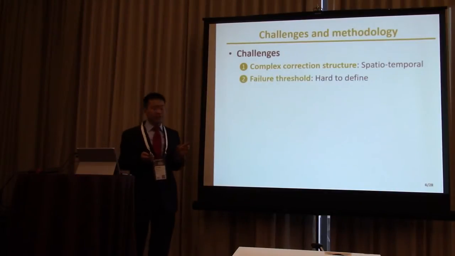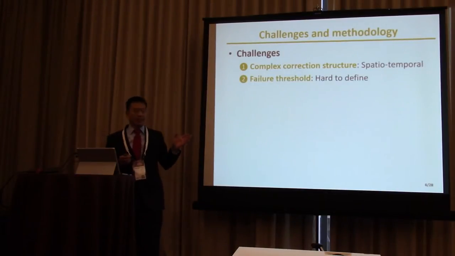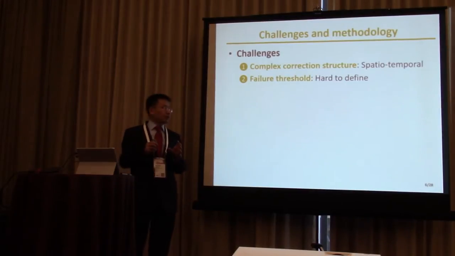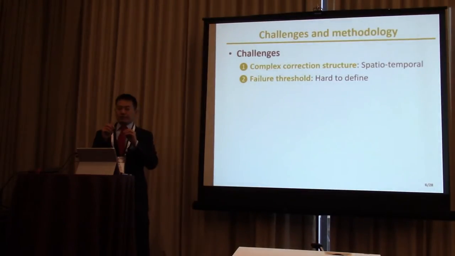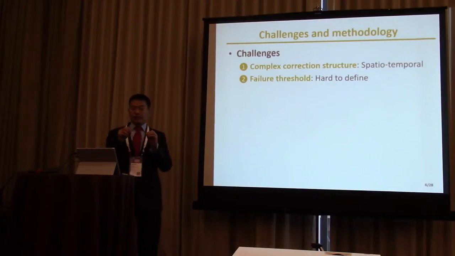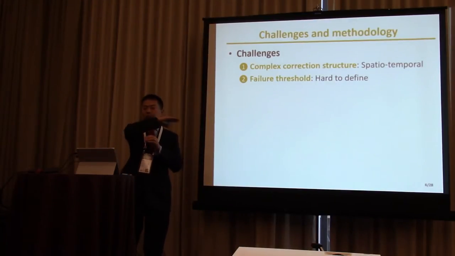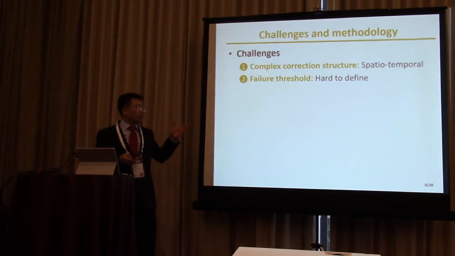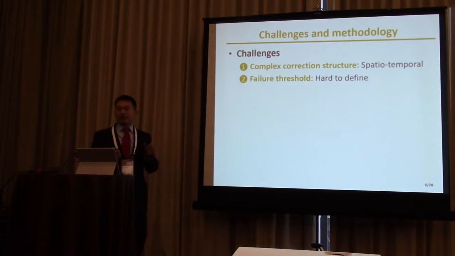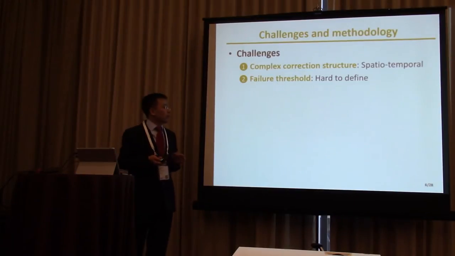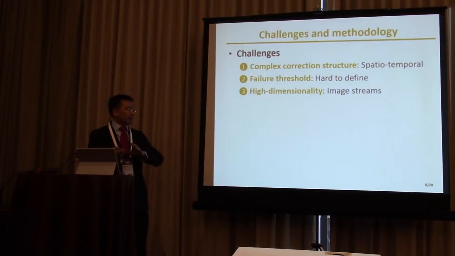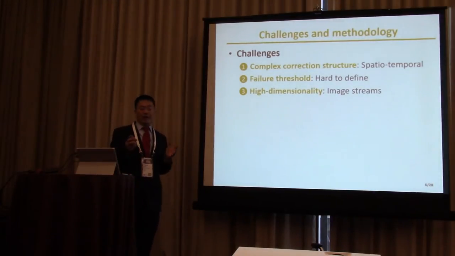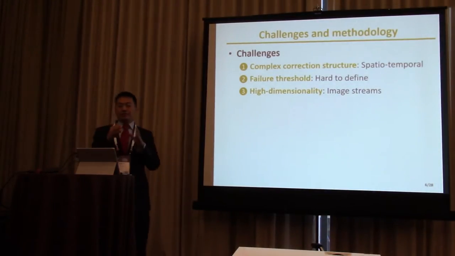The other challenge is that it's hard to define a failure threshold, as I mentioned earlier. Most existing models work with time series degradation signals, and when such a signal crosses some threshold called the failure threshold, the system is considered failed. But for image data, it's hard to define such a threshold. The third challenge is high dimensionality. As you know, an image is always high dimensional, and with image streams the dimensionality is even higher.